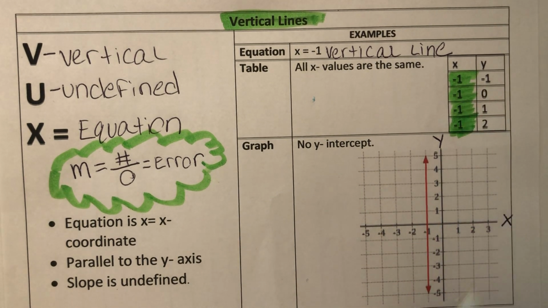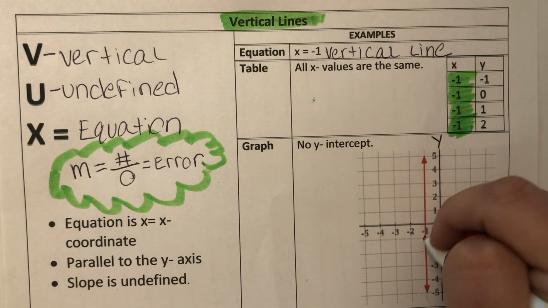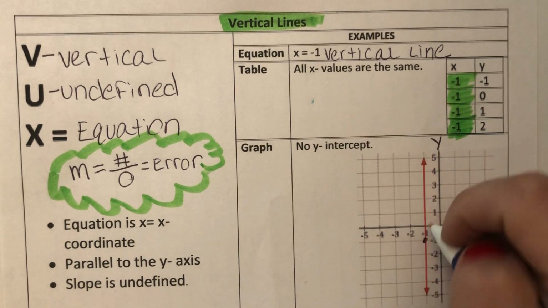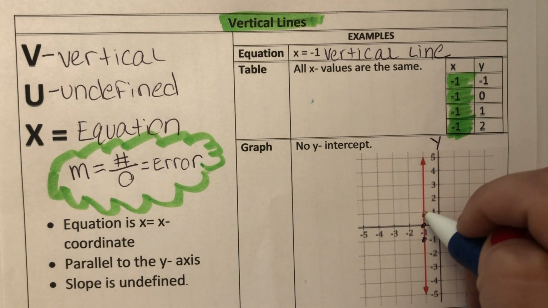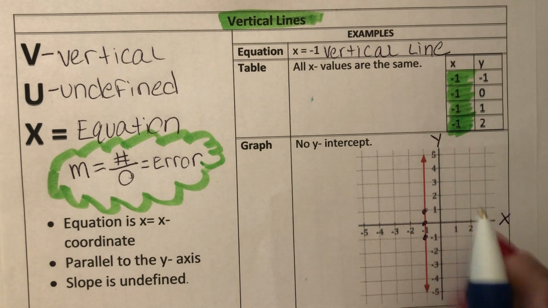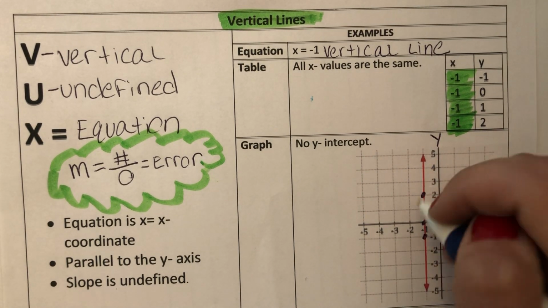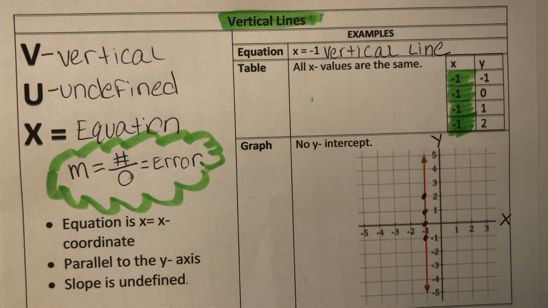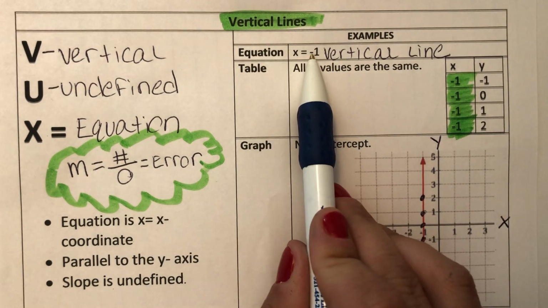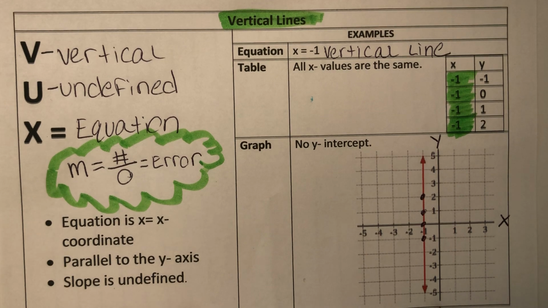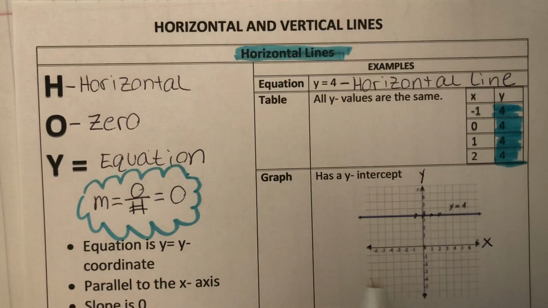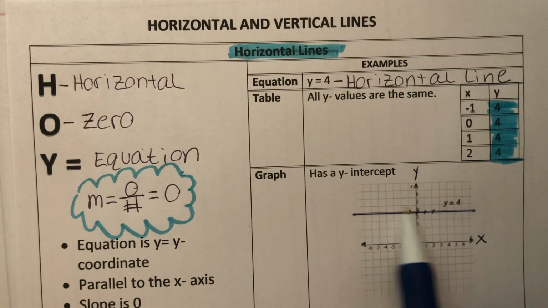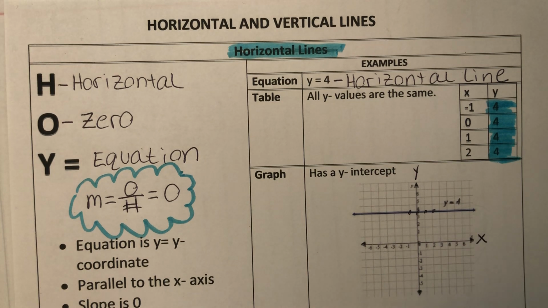If we plotted these points from our graph, we go over to -1, down to -1, over to -1, stay at 0, -1, +1, over to -1, up to +1, over to -2, up to 2, and we connect those points. There is our vertical line. It only intersects the x-axis. X equals, that means it's going through the x-axis at that number, and it is a vertical line. For a horizontal line, it's y equals 4, so it's only going through the y-axis at 4.